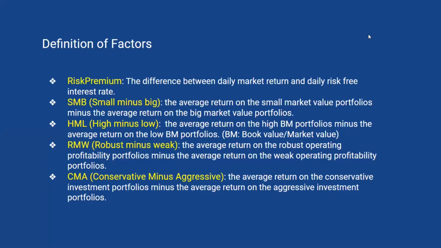And this is how those five factors are defined in the Fama and French model. For example, the risk premium is the difference between daily market return and daily risk-free interest rate.